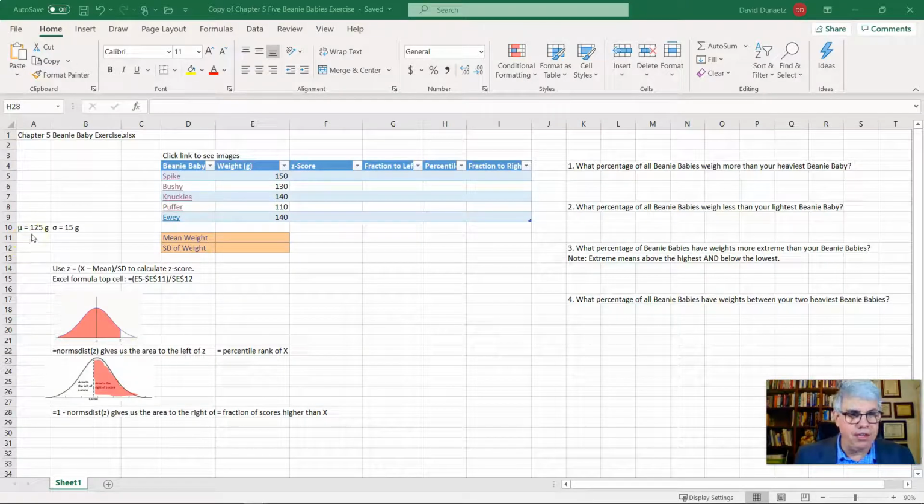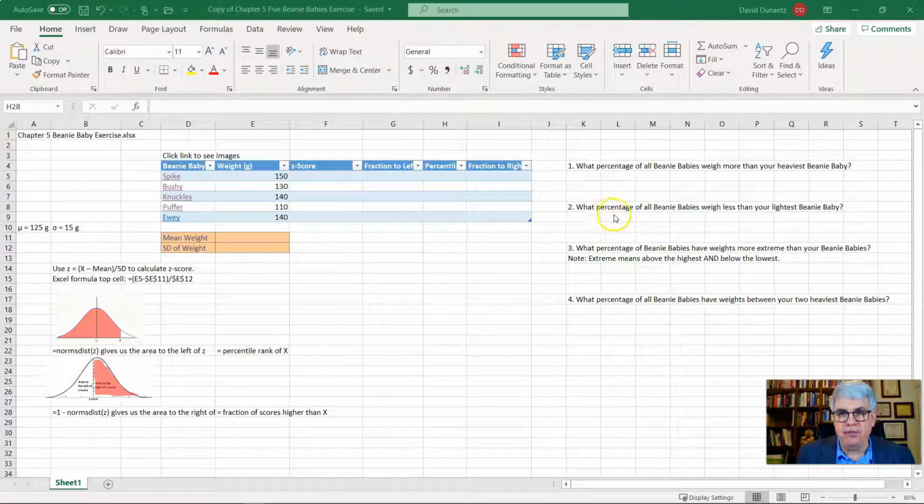The average mu is 125 grams. That's the average weight of the Beanie Baby, and the standard deviation sigma is 15 grams. So we can see that Spike is above average, but how above average is he? And that's where a z-score will come in handy.